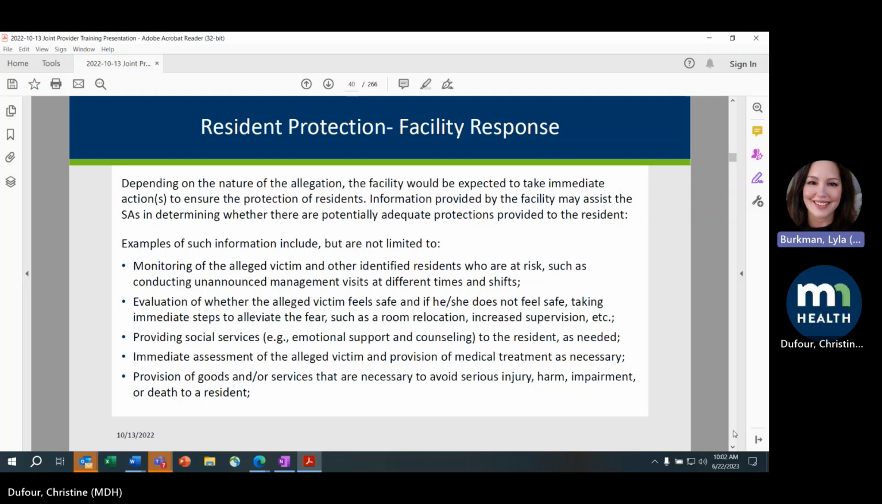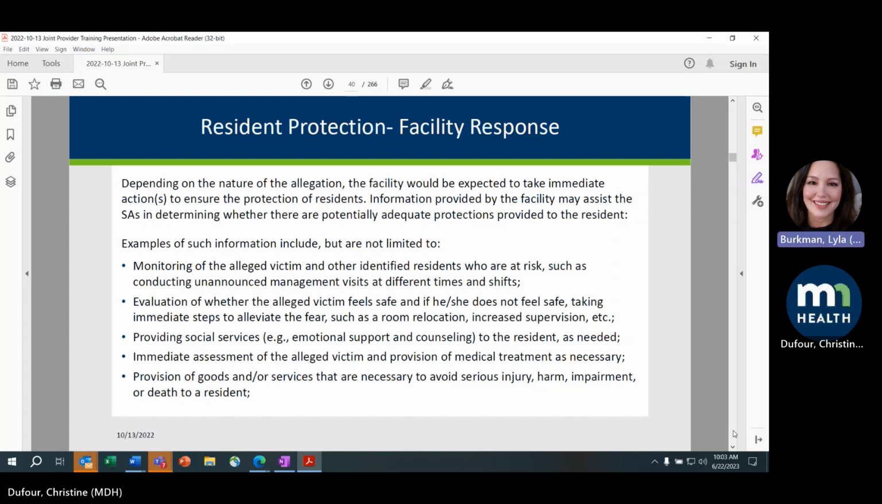the fear, such as a room relocation, increased supervision, providing social services, such as emotional support and counseling to the resident as needed. Immediate assessment of the alleged victim and provision of medical treatment as necessary. Provision of goods and/or services that are necessary to avoid serious injury, harm, impairment, or death to a resident.